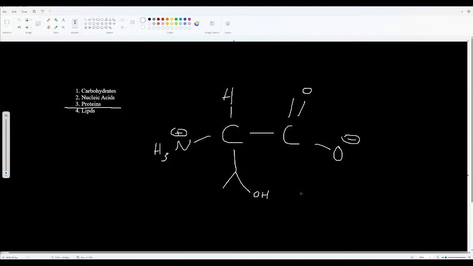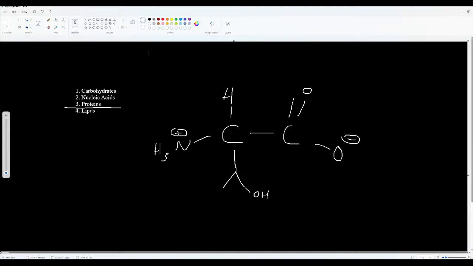And one more thing that I want to emphasize, right, is that this side is the carboxyl group and this side is the amino group. The amino group is positively charged. The carboxyl group is negatively charged. Remember that. You will need to know it. You will need to know it. All right. So, another thing that you need to know.